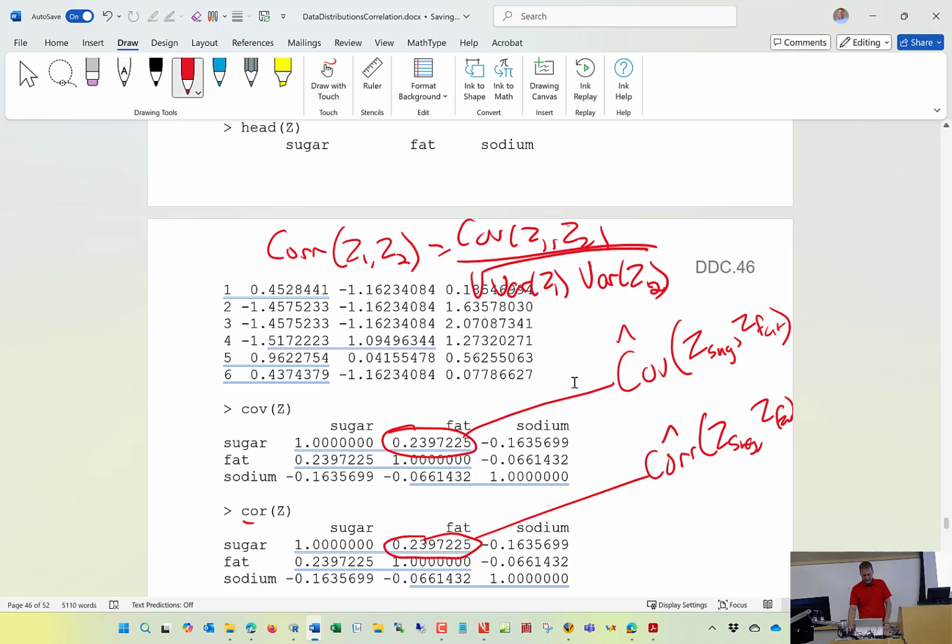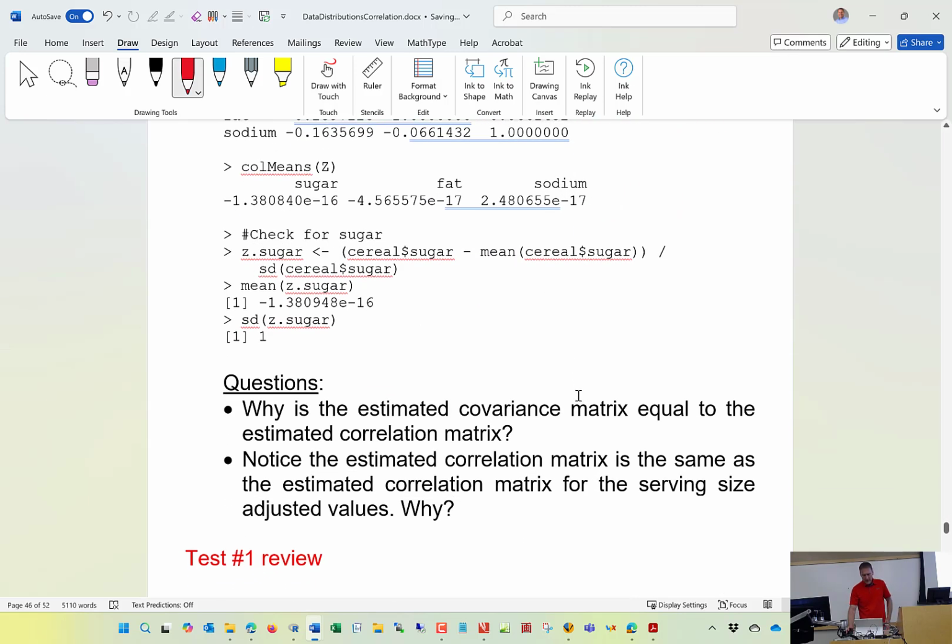Okay. Also notice the estimated correlation matrix is the same as the estimated correlation matrix that we had previously for the x's. You can go back and see that on your own. But trust me, it is the same. Why do you think this happens? This is a little bit more difficult. It helps if you've had a mathematical statistics course to answer this question.